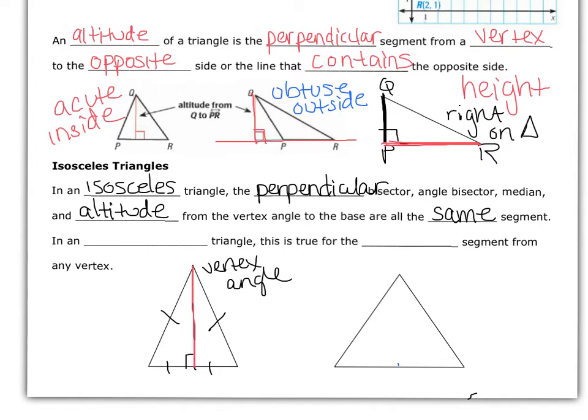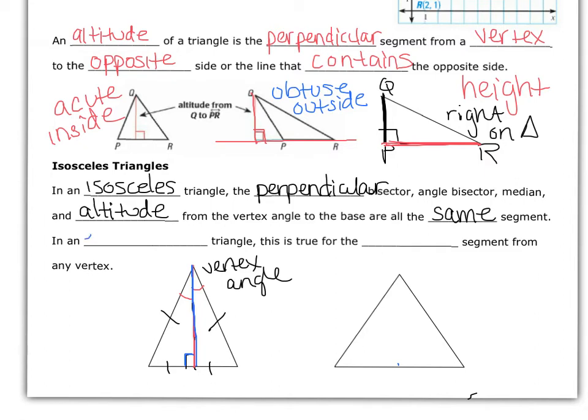If I draw the angle bisector, it's still on the same line, and it's cutting that angle in half. So all of them end up on the same line. Again, the altitude goes from the vertex angle straight down so that it's perpendicular to the opposite side. Again, all the same segment.